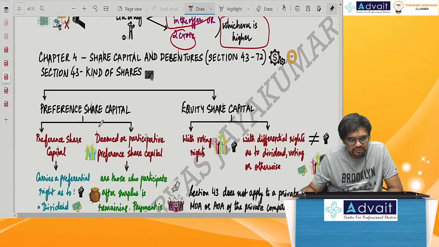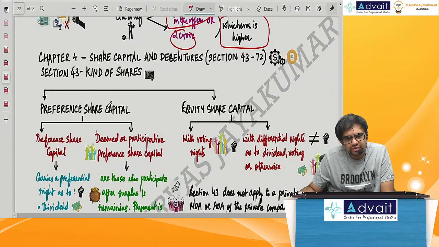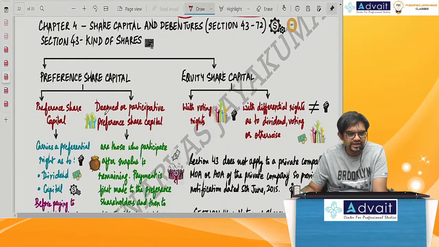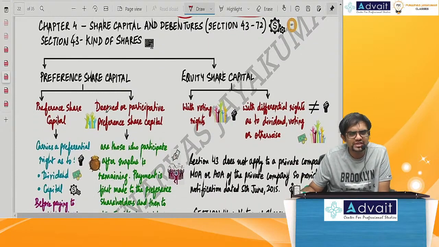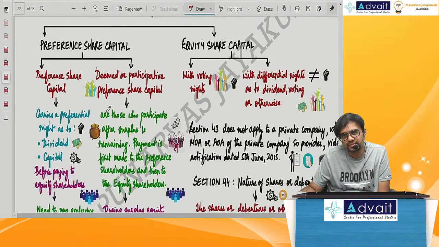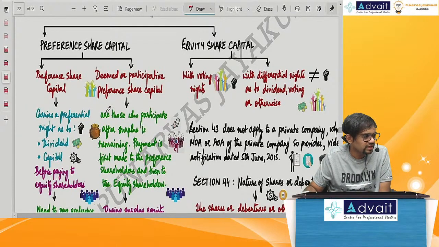Yes. Next, coming to chapter 4, share capital and debentures, sections 43 to 72. Section 43 deals with kinds of shares. There are two types of shares: preference share capital and equity share capital. So we all know that. Preference share capital means what? Equity share capital means what? That is what we need to understand.